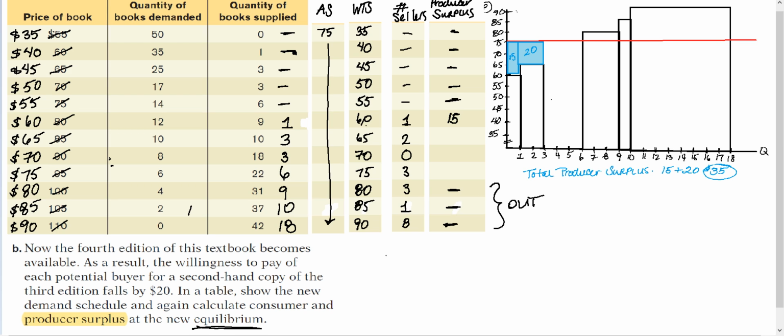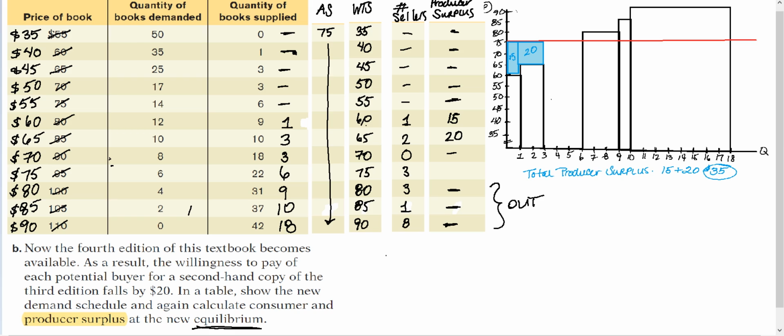Moving down the line, I have two sellers who were willing to sell at 65, who actually sold their books at 75. So for each one of those sellers, the market generated a producer surplus of $10. So I have $10 produced for two sellers. So 10 times 2 gives me total surplus of 20. Now, I had no more sellers coming into the market to sell at 70, and so there's no producer surplus generated there.